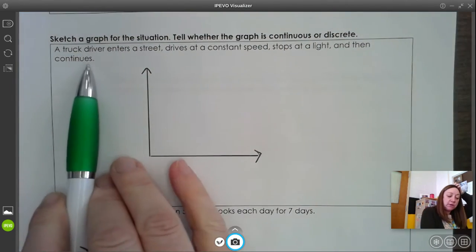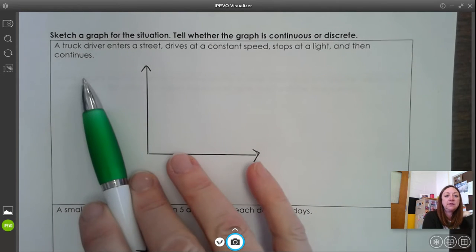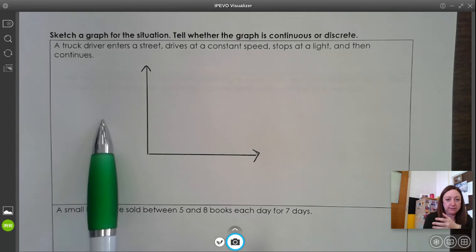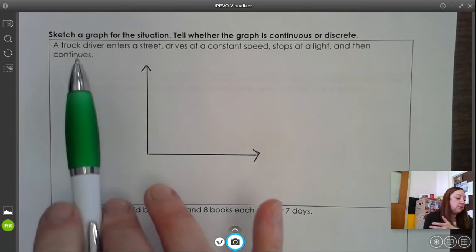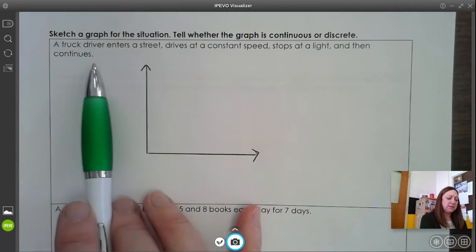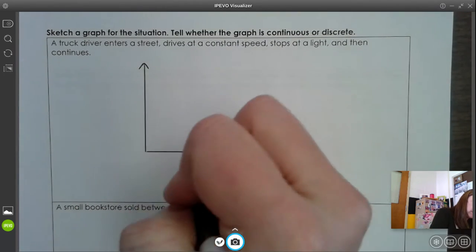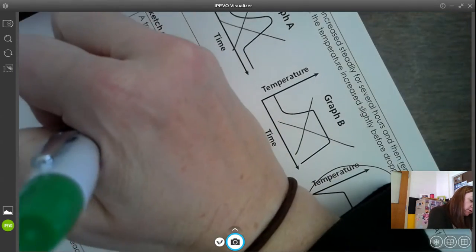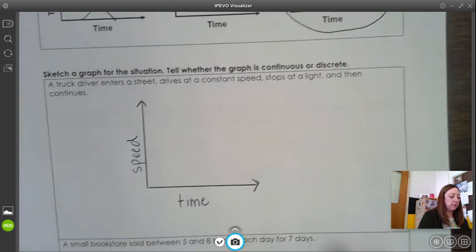Okay, so it says a truck driver enters a street, drives at a constant pace, and then stops at a light and then continues. So the first thing we have to do is identify our two variables. A lot of times it's time across the bottom. What we've got here is speed, right? Speed over time. So we are going to label this bottom part of the graph as time. Time always goes on the x-axis, and then speed is going to go on the vertical axis.